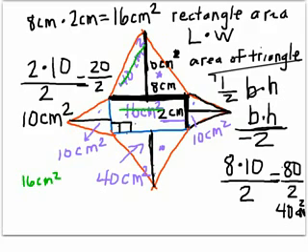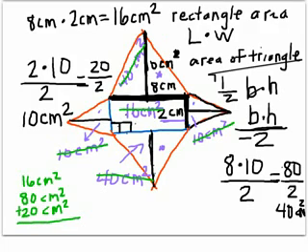Then I've got my 2 at 40, right? So 40 plus 40, well, that's 80. So let's just put 80 centimeters squared. Then I have this one is 10, and this one is 10 for a total of 20 centimeters squared. All right, let's add all those up. And we get 116 centimeters squared. And that is the surface area of this particular pyramid.